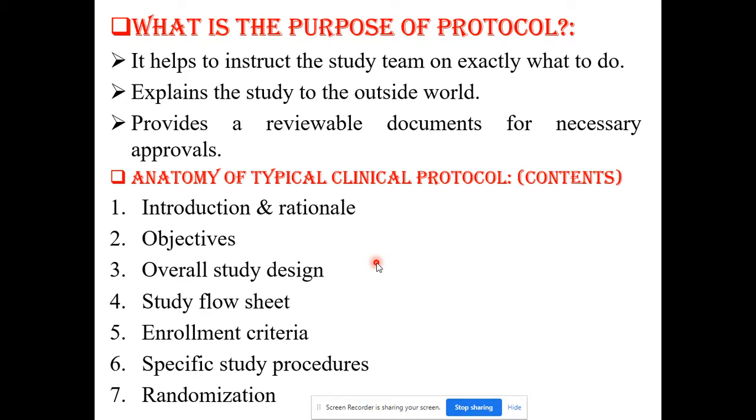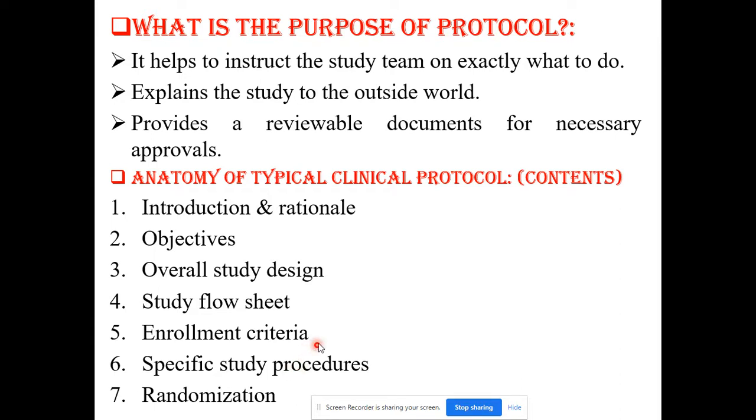First content, it consists of the introduction and the rationale behind the study. Second, it consists of the objective of the study. It pertains the objectives of a study. Third, it gives the idea about the overall study design. It shows the study flow sheet. It gives the idea about enrollment criteria. It explains the specific study procedures. It explains the randomization.